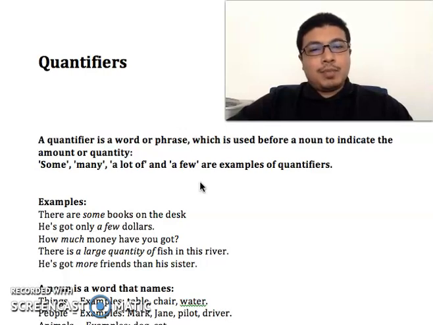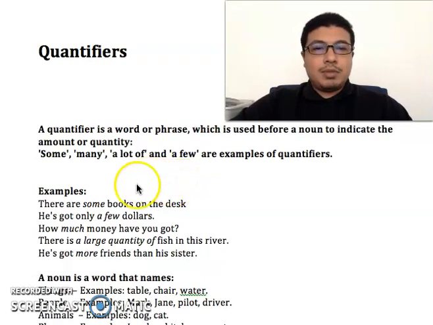So here are some examples of quantifiers in sentences. There are some books on the desk. He's got only a few dollars. How much money have you got? There is a large quantity of fish in this river, and he's got more friends than his sister. So some, a few, much, large quantity, more. Those are all quantifiers because they indicate the quantity, the amount of the noun.